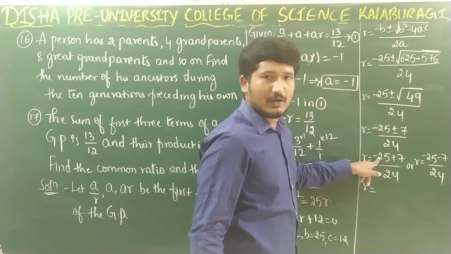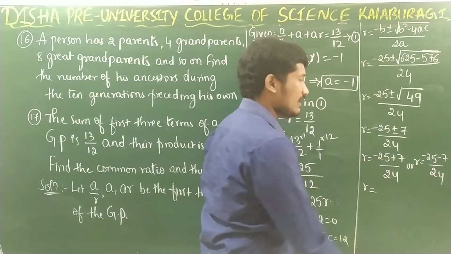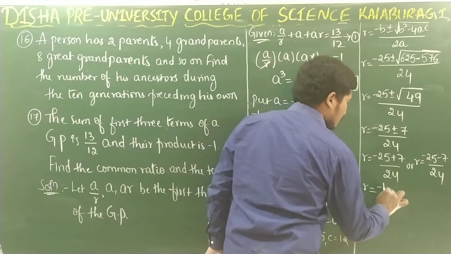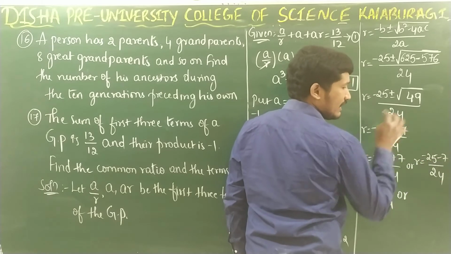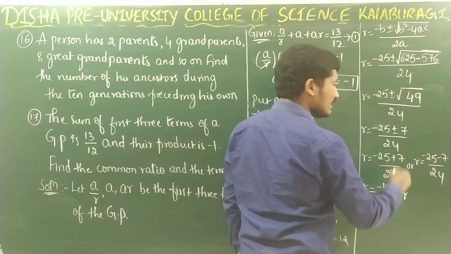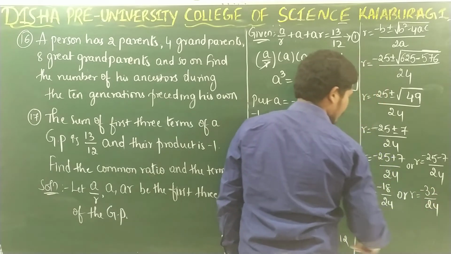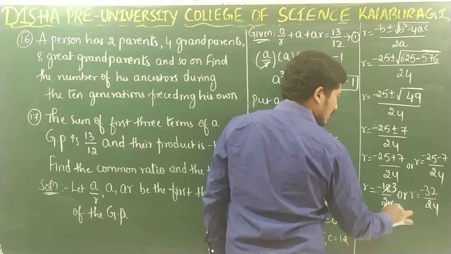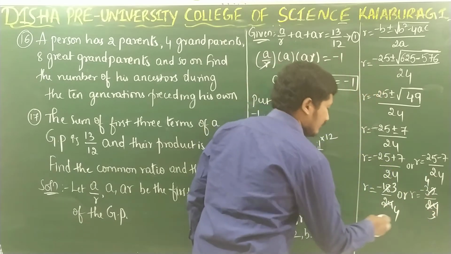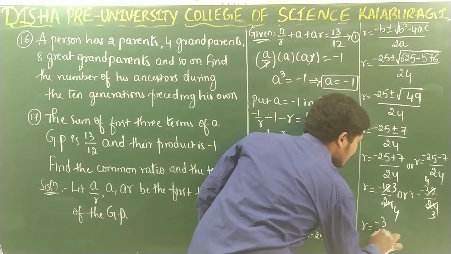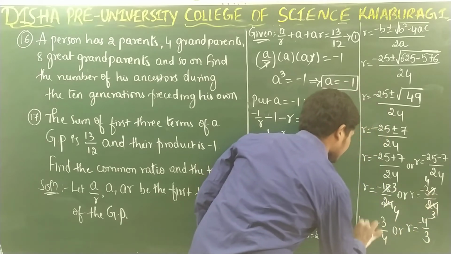Here the signs are different, so I will subtract. What is 25 minus 7? It will be 18, and put the greater number's sign, so minus 18 by 24. Or minus 25 minus 7: signs are same, add them. So R is equal to minus 32 by 24. Here see, 6 3s are 18, 6 4s are 24, 8 4s are 32, 8 3s are 24. So your R value will be minus 3 by 4 or R is equal to minus 4 by 3.